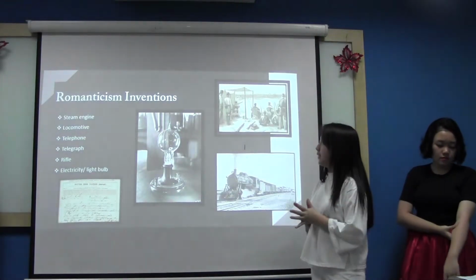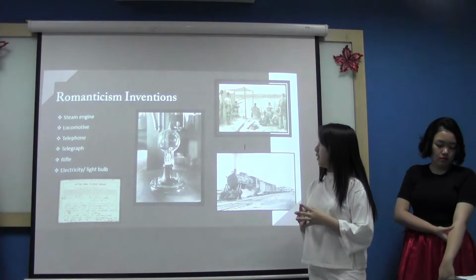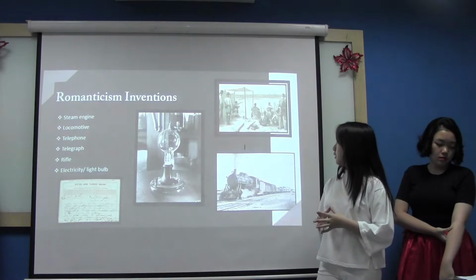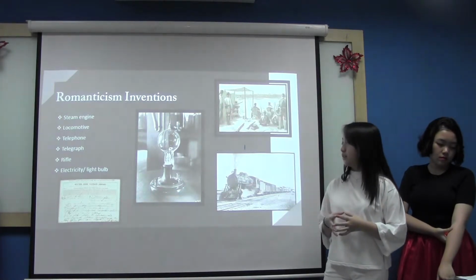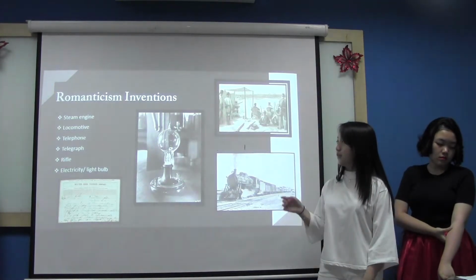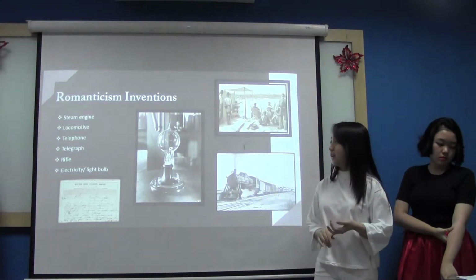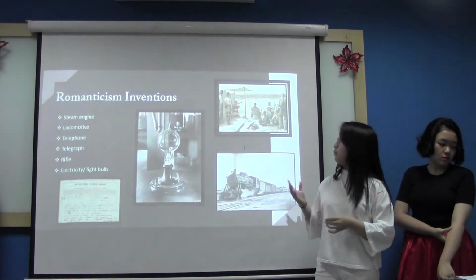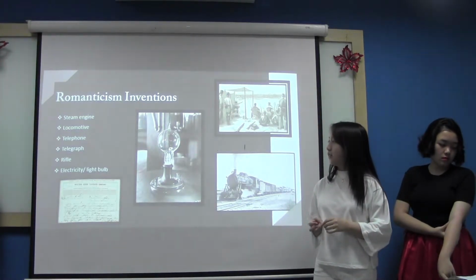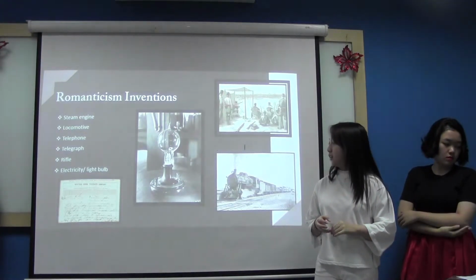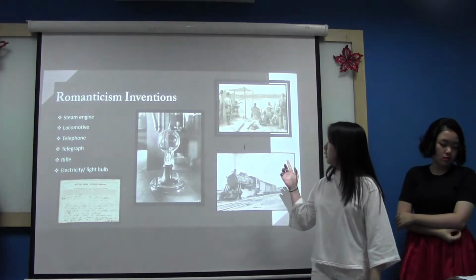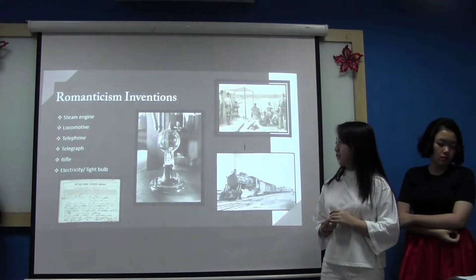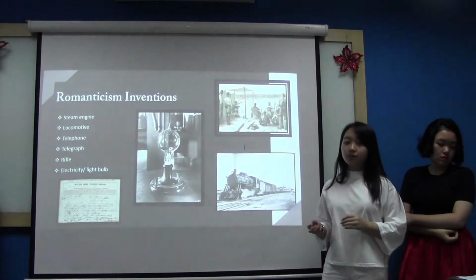So these are the Romanticism inventions. The steam engine was created during the Romantic era. Locomotives were also created in this era because the evolution of the steam engine made trains able to run on steam power. The telephone was also made during this era. I don't have a picture. The telegraph, the rifle, which was used during war, and electricity or the light bulb.